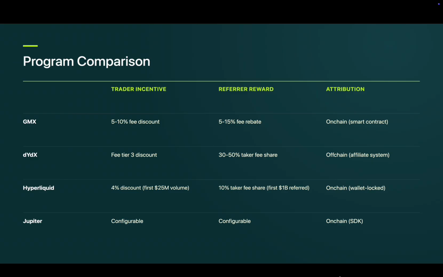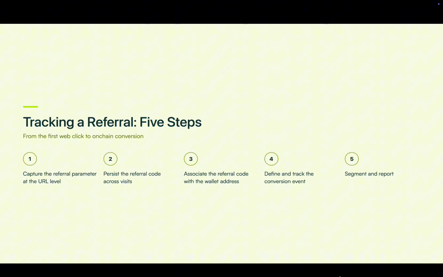These 4 programs show that there isn't one universal referral model. GMX uses smart contract attribution with tiered rewards. dYdX uses an affiliate system with volume-scaled commissions. Hyperliquid uses wallet-locked attribution and volume-gated code creation. And Jupiter provides configurable on-chain referral infrastructure through an SDK. The right model depends on your protocol, your Sybil risk, your referrer base, and how much of the attribution logic can be handled on-chain. Now let's look at the measurement workflow.